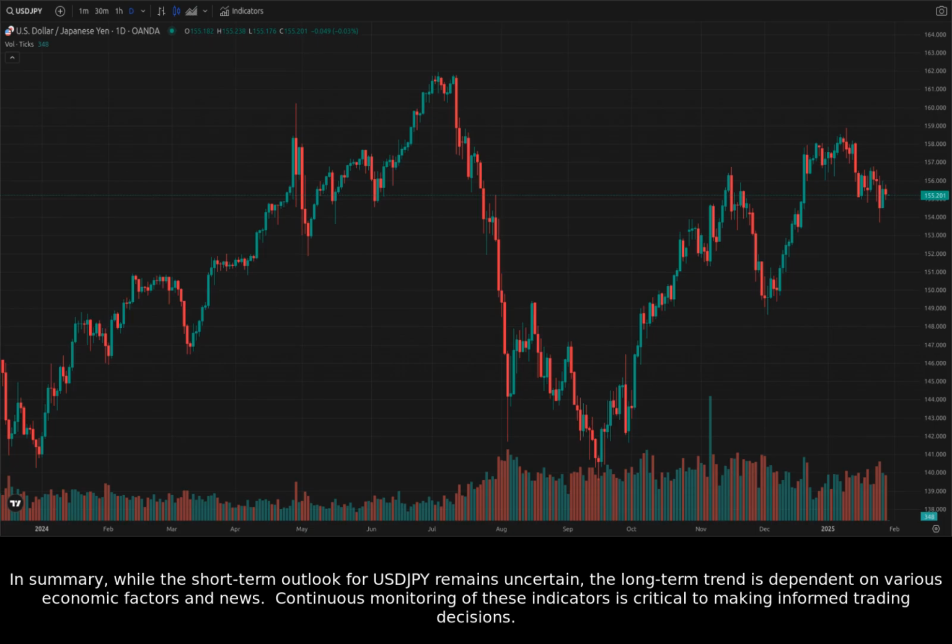In summary, while the short-term outlook for USDJPY remains uncertain, the long-term trend is dependent on various economic factors and news. Continuous monitoring of these indicators is critical to making informed trading decisions.